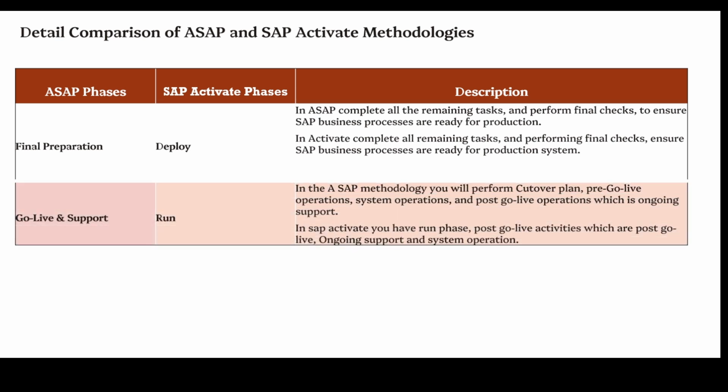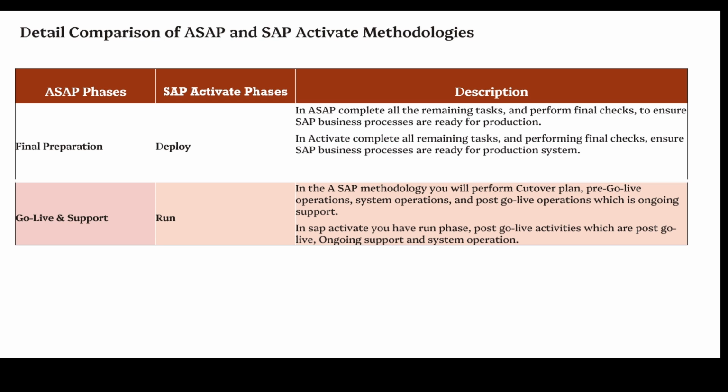You will complete all remaining tasks and perform final checks to ensure SAP business processes are ready for the production system. The checks include system validation, testing, and user acceptance testing, UAT, to confirm the system meets business requirements. Both methodologies' phases have activities of cutover, system readiness, and go-live preparation.